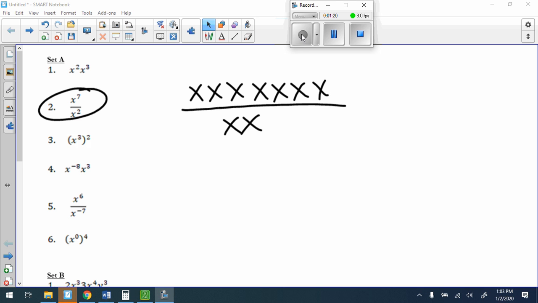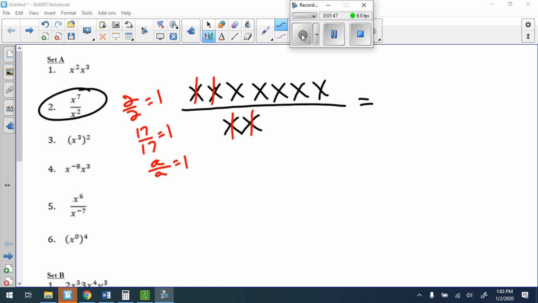Now here we have x's divided by x's, and anything divided by itself, like 2 divided by 2 is 1, or 17 divided by 17 is 1. Or any number a divided by itself is 1. So what we can do then is say this x divided by x is 1, this x divided by x is 1, and there's no more x's that can become 1, so now we can simplify.